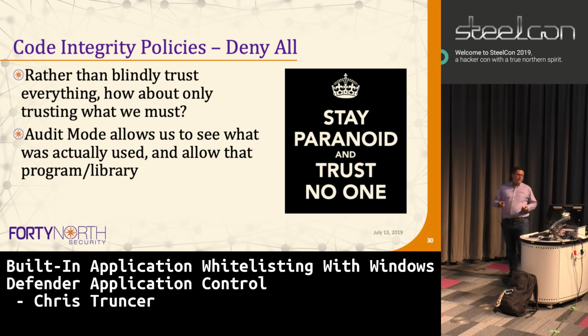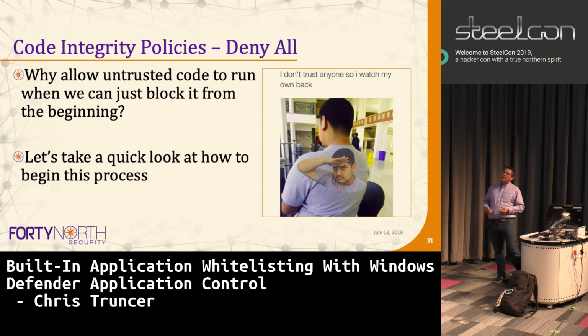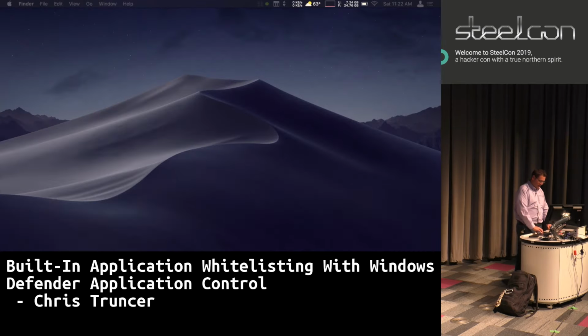So the nice thing is, rather than blindly trust everything, we're only going to trust what we absolutely need to get our work done. If you don't need to run MSBuild or InstallUtil or regsvr32 or any other binary that's susceptible to application whitelisting bypasses, then don't run it, and it's not going to ever be trusted in the first place. So again, it just comes down to why allow untrusted code to run when we can just block it from the beginning. So let's take a quick look at how you could do a policy like this.